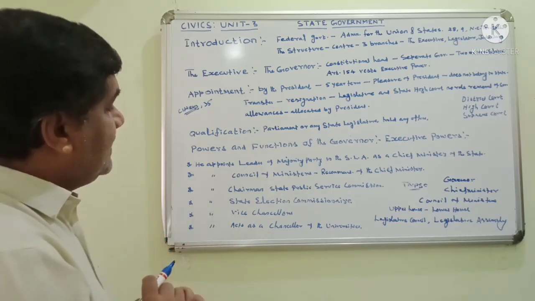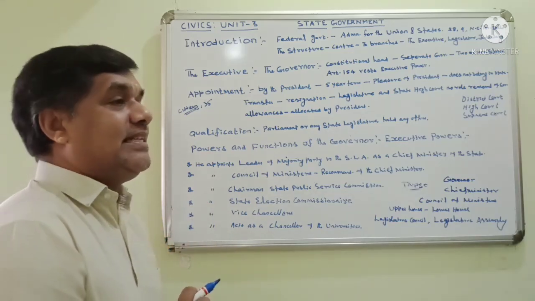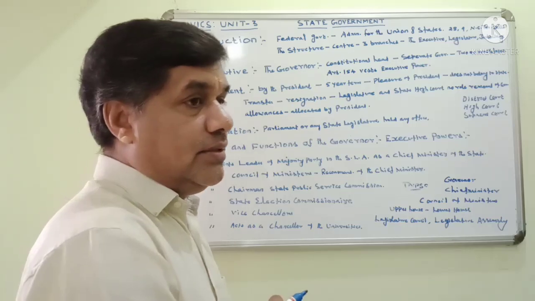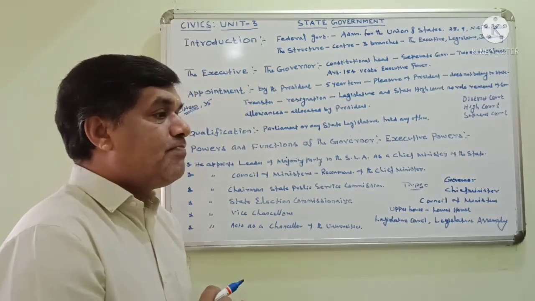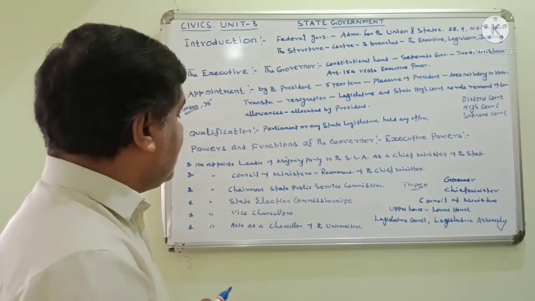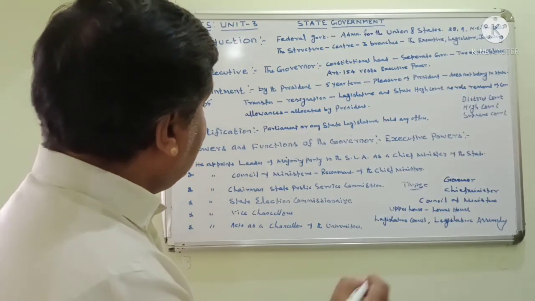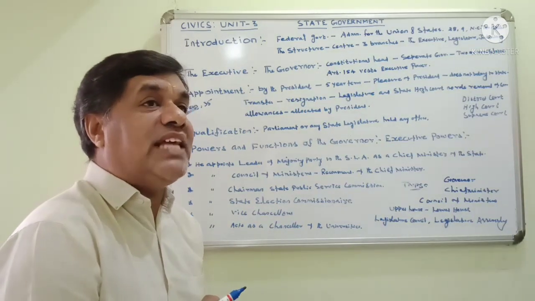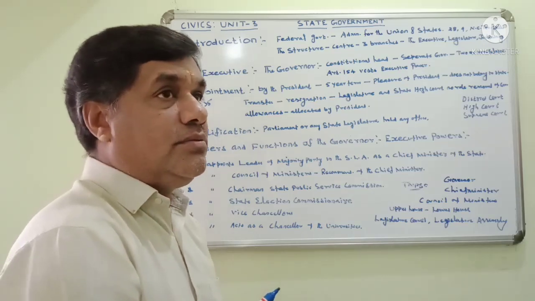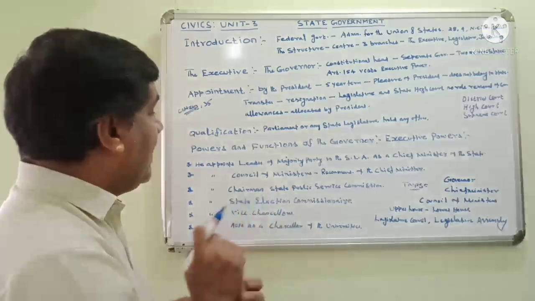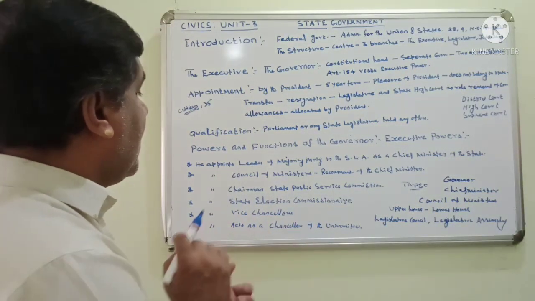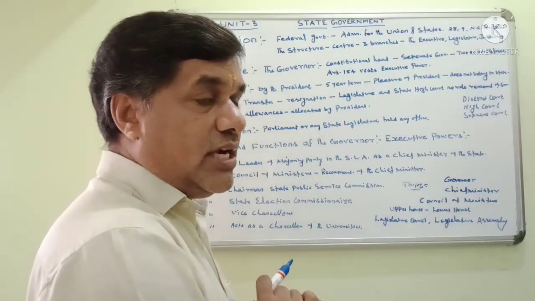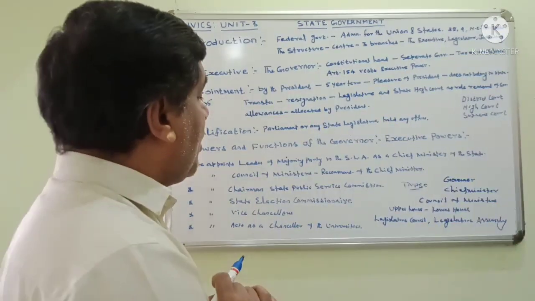The governor can appoint the State Election Commissioner. The State Election Commissioner is appointed by the governor. In our state, elections are conducted once in 5 years. The Election Commission looks after the conduct of the election: how to conduct the election, and the pre-planning to conduct the election. The commissioner is the head of the election, and only the commissioner looks after the election process.